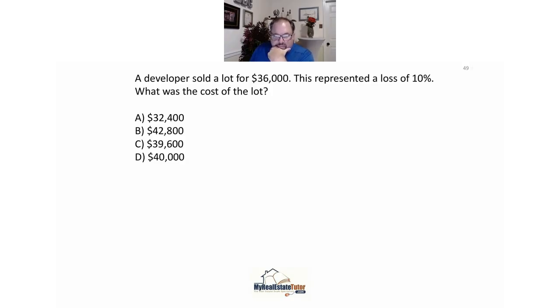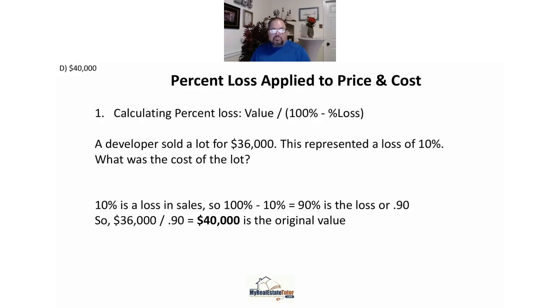Okay, let's go ahead and work this out. Here's how this goes. Now watch this. Under number 1, it says calculating a percent loss. The formula is the value of the property divided by 100 minus whatever that percent loss is. So if a developer sold a lot for $36,000 and that $36,000 represents a 10% loss, then 10% is a loss in the sale. If I take 100 minus 10%, that means 36,000 represents 90% of an original cost. So if I take 36,000 divided by 0.90, the original cost would have been 40,000.